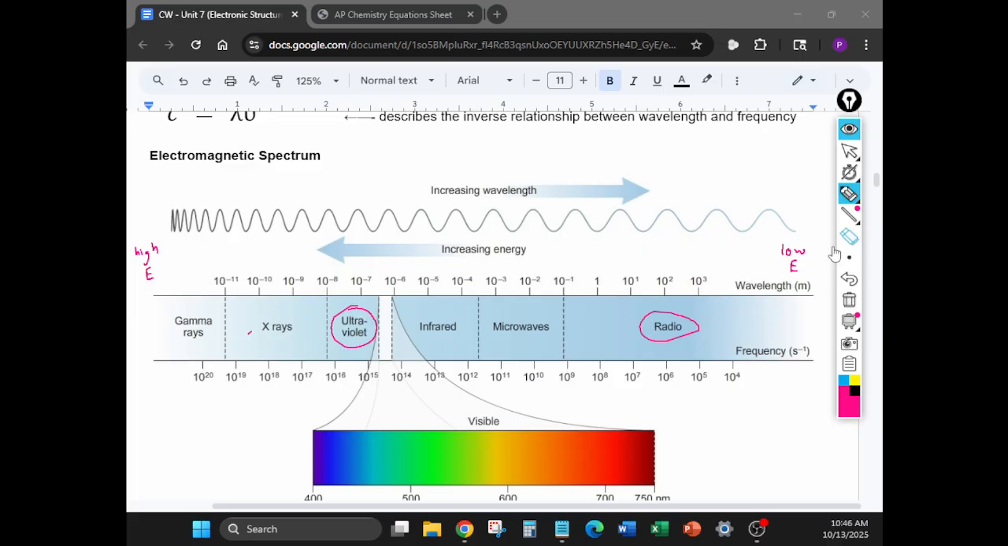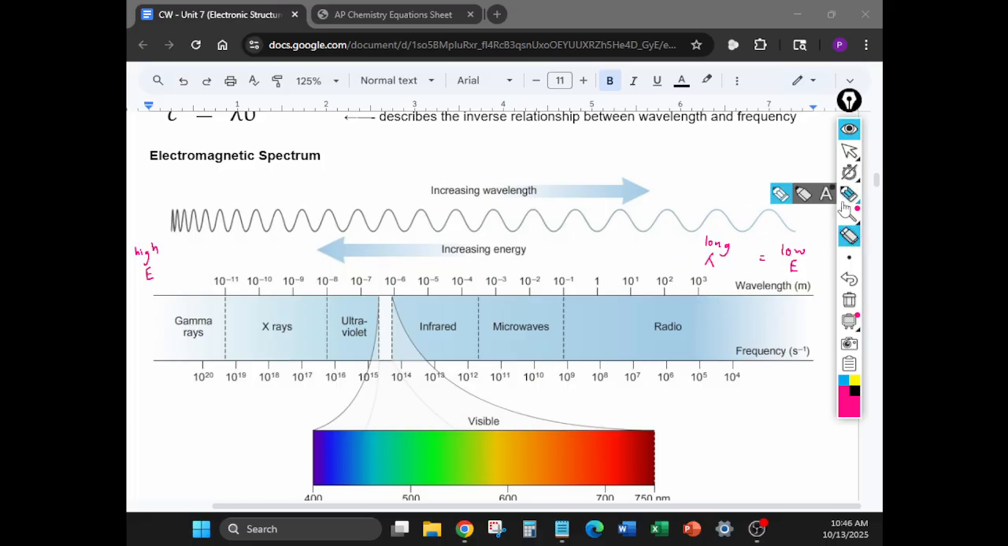So low energy and high energy. Now, there's a relationship between the energy and the wavelength. The low energy waves have a very long wavelength. If you look at it, the number is 10 to the power of 3, so the distance between the waves is going to be 1,000. There can be up to 1,000 meters or more between these radio waves.